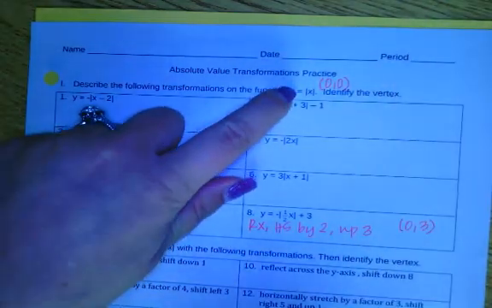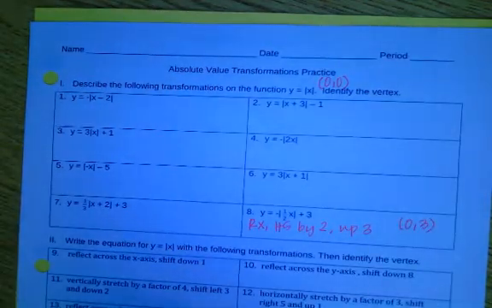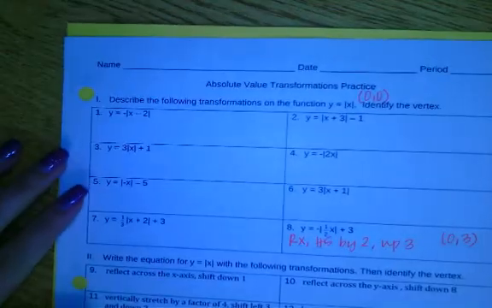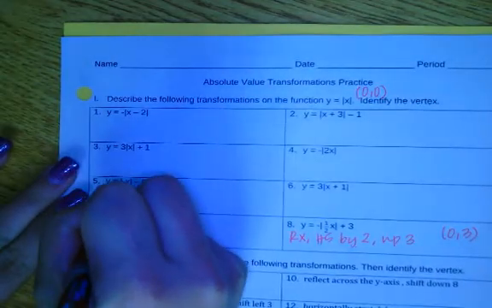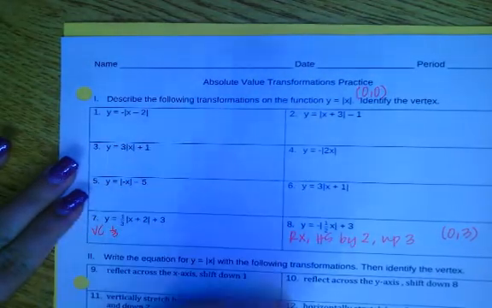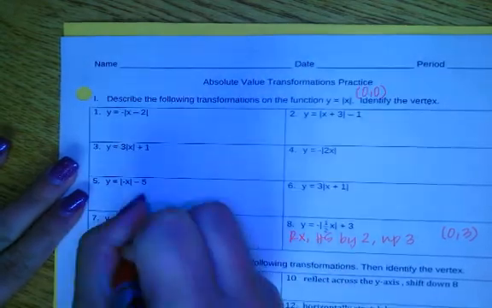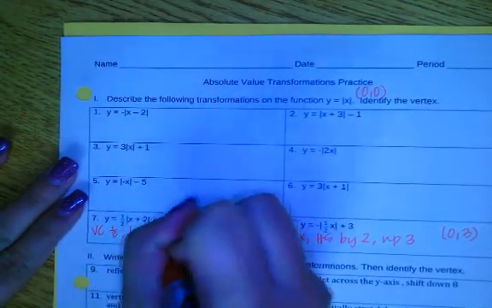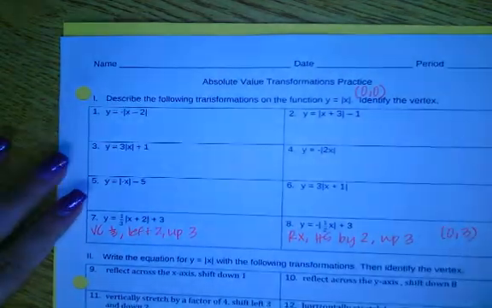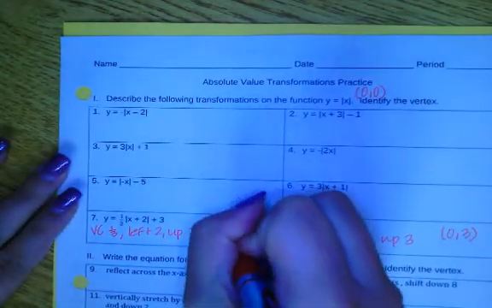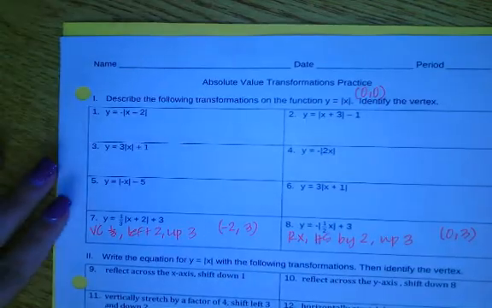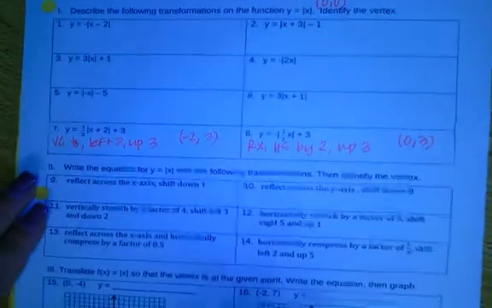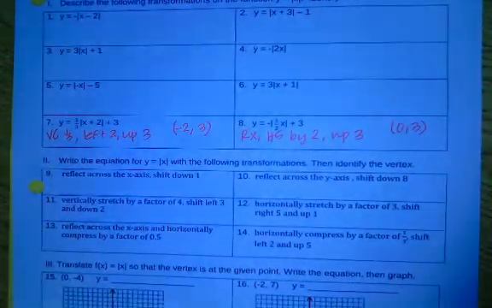Pick one more. Number 7. Okay, sweet. What do we have? Vertical compression by 1/3. What else? Left 2 and up 3. So what would your vertex be? Negative 2, 3. Got it, Mark? Cool. Okay. Number 11, write the equation for y equals absolute value of x with the following transformations. Then identify your vertex.